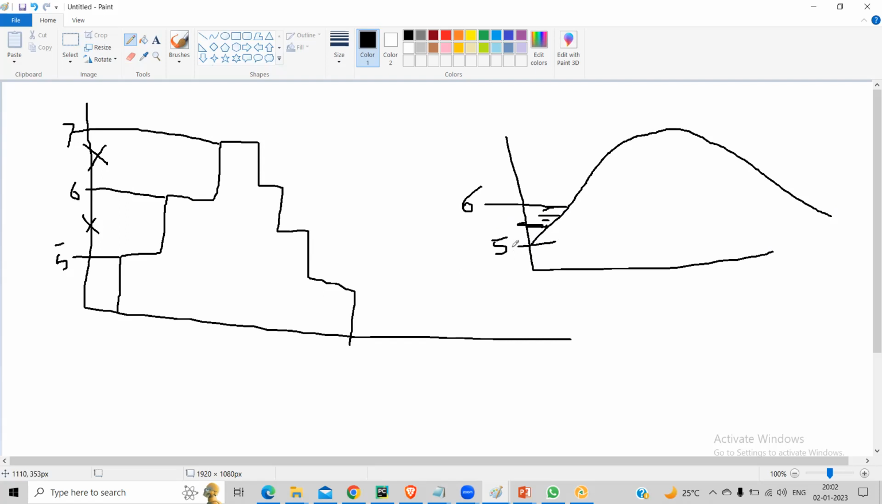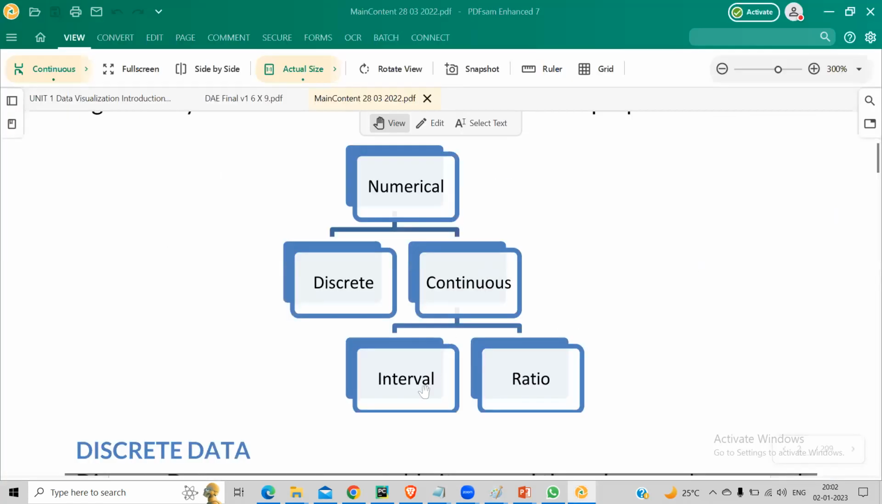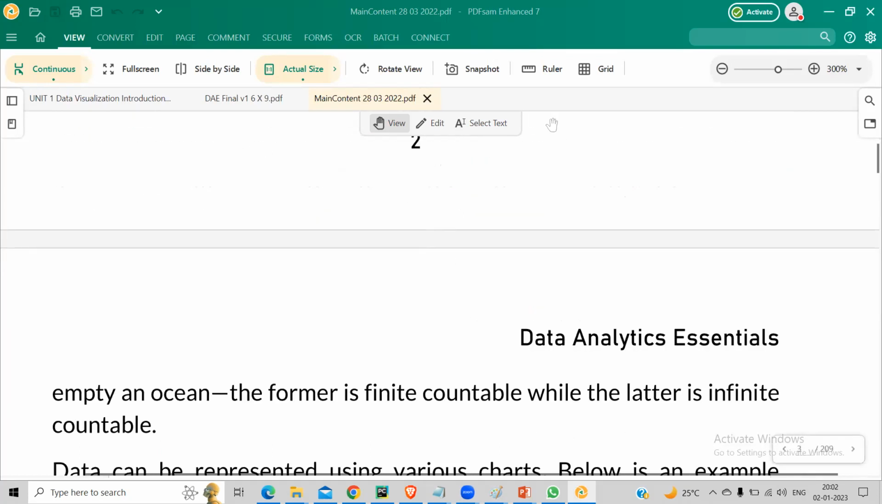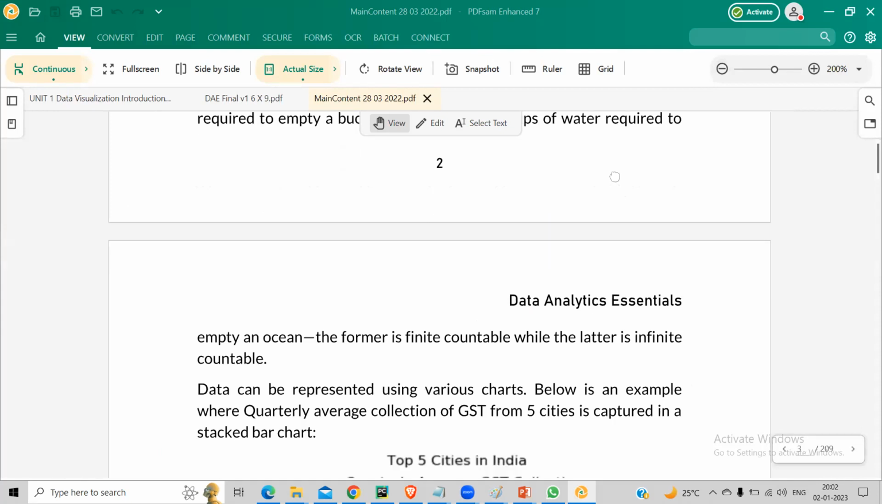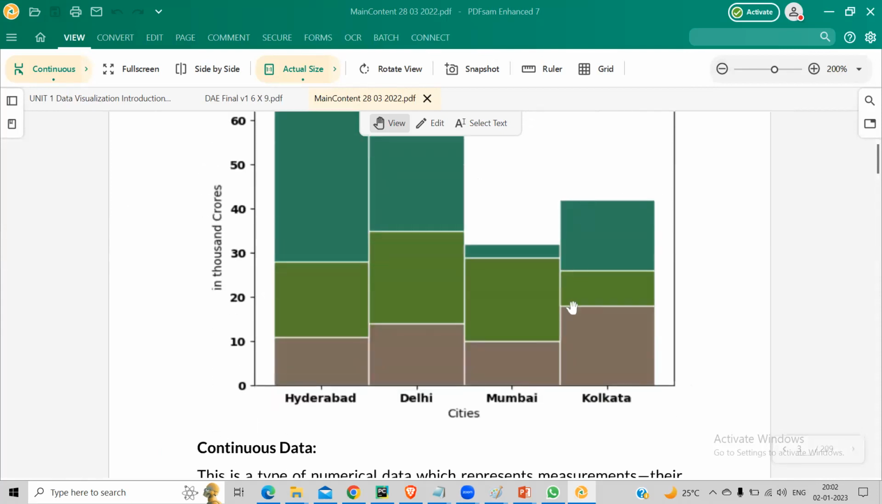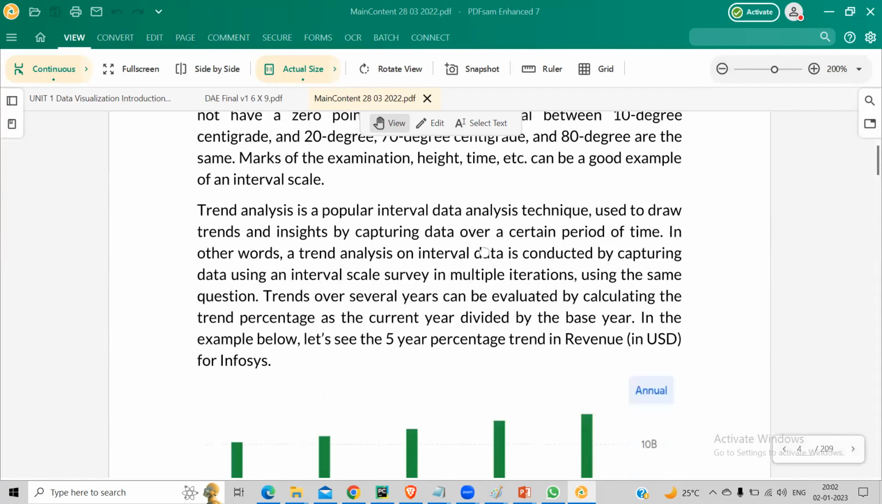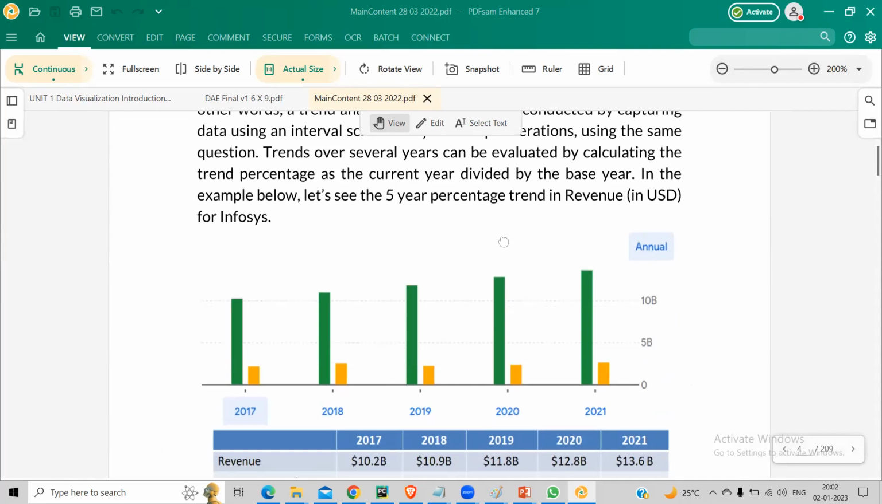Continuous data is of two types again: interval data and ratio data. Can you guess what is the difference between interval and ratio? If I say I got 50% and you say you got 100%, that means you have got twice the marks than me. Okay, let's skip it. So this is like interval data.